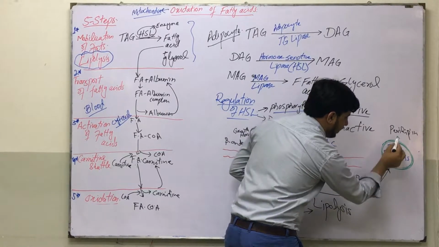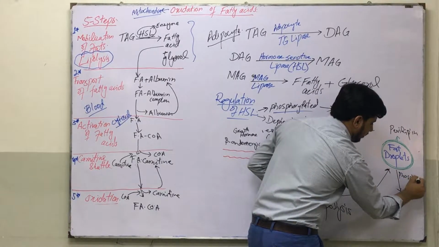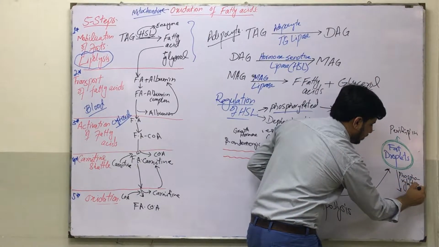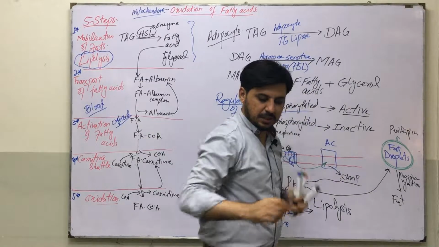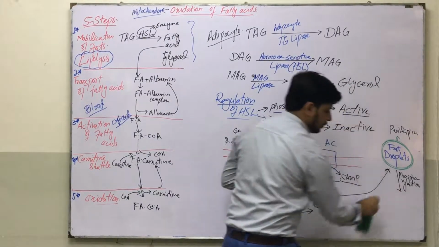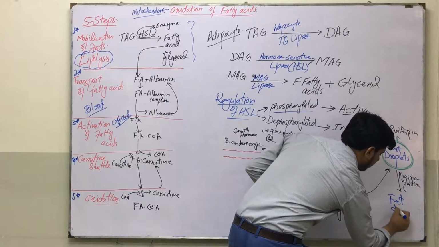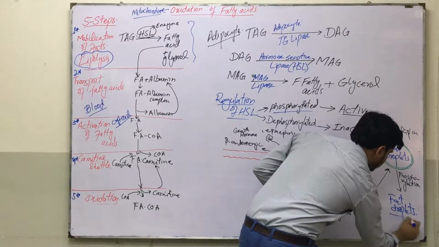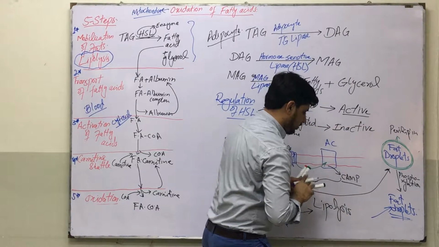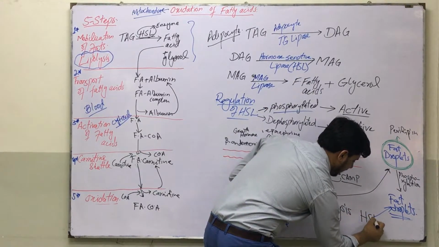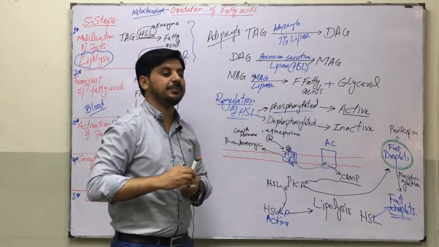As a result of the phosphorylation of perilipin, the fat droplets will become exposed. Now HSL, which is active, can attack these fat droplets and start the lipolysis.